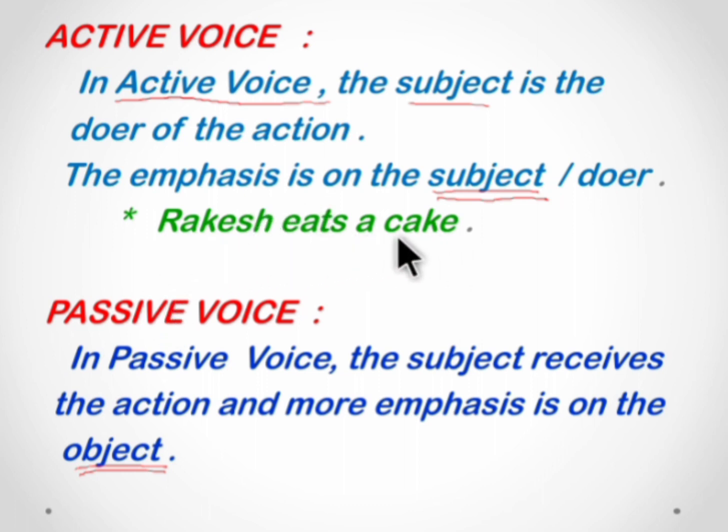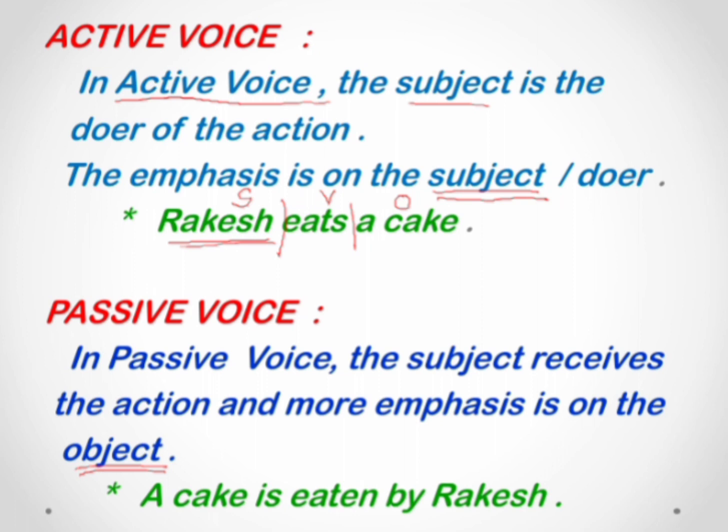Rakesh eats a cake. Here, Rakesh is the subject, eats is the verb, and a cake is the object. What does he eat? Cake. So this cake is the object. In the same sentence, the subject is given importance. He is the doer of the action. The same sentence, when it is written in passive voice, importance is given to the object, that is cake. A cake is eaten by Rakesh.